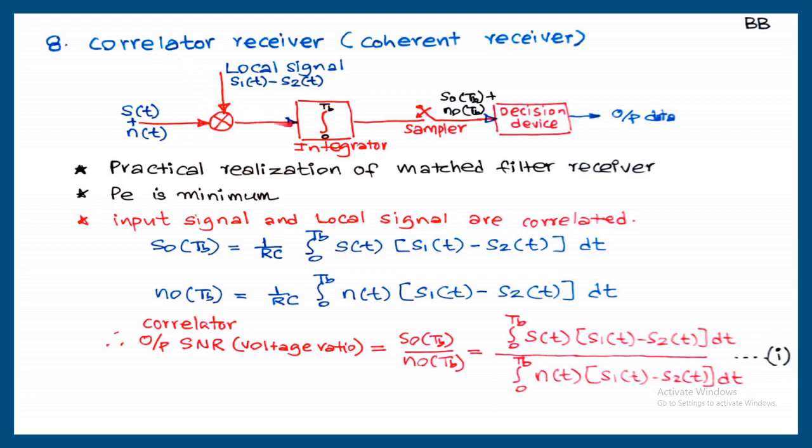And that product is going to be integrated over an interval TB second. At the end of TB second, switch is going to be closed. Like the previous case, we are going to get some voltage, and based on that voltage, decision boundary can be made, and above decision boundary one decision, below decision boundary another decision. So the function of the decision device is to generate 1 or 0.